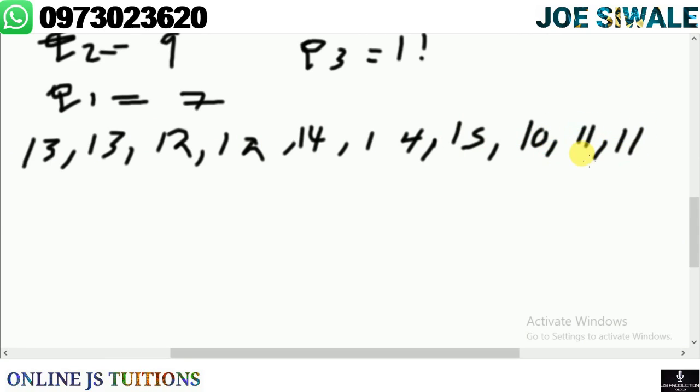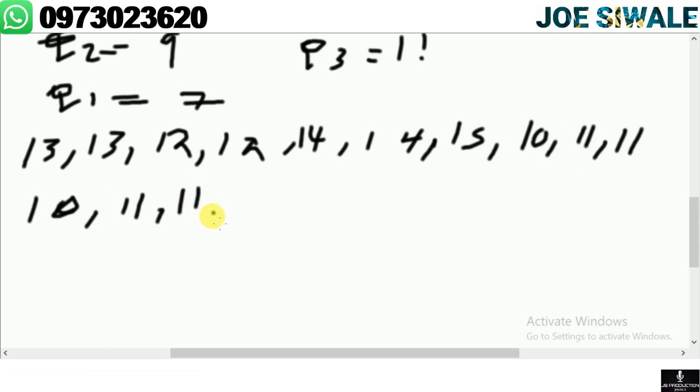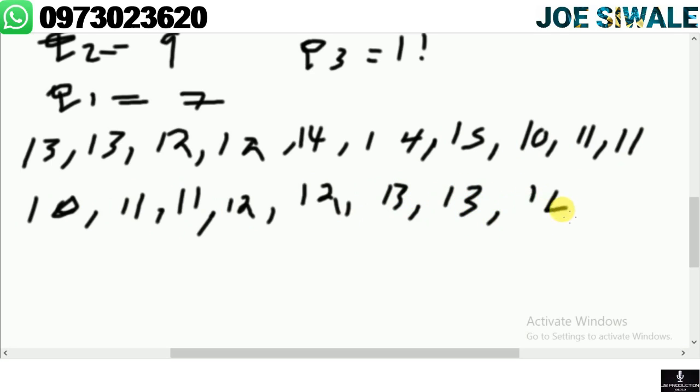So the first thing is to arrange these numbers in ascending order. So the lowest number there is 10. So from 10, I have 11, I have 11, I have 12, I have 12, I have 13, I also have another 13, I have 14, I also have another 14, then I have 15.